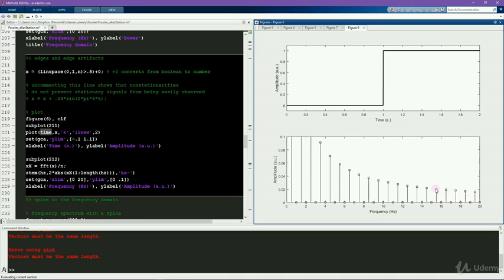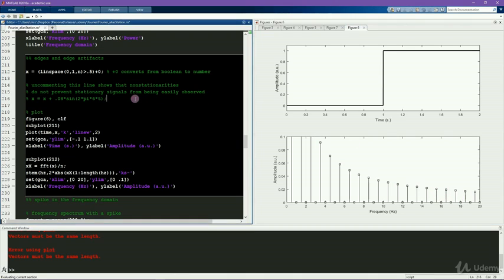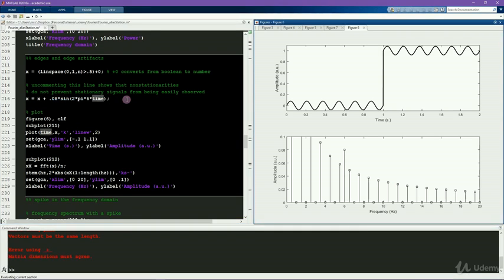Now the idea here is I'm going to uncomment this line and basically add a sine wave to this step function. And the question is whether this feature of the power spectrum resulting from this step function is going to overpower this sine wave and prevent us from being able to see this sine wave in the amplitude spectrum. So the answer is no. This coefficient just pops right out of the signal.